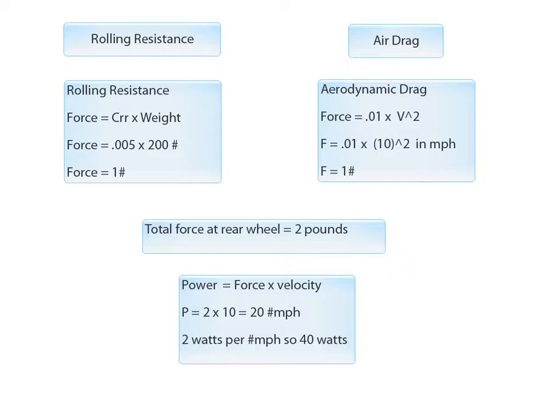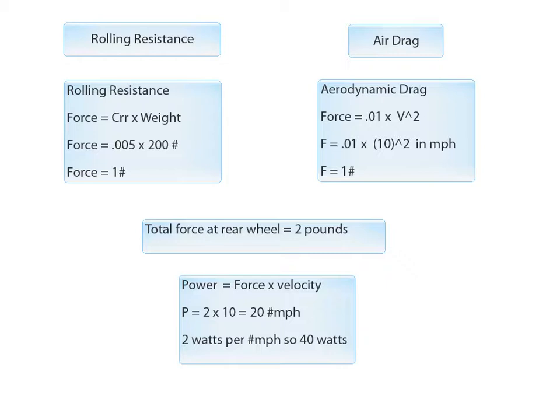Now you want to look at power. Force times distance is work. Work per unit time is power. Distance over time is velocity, so force times velocity is also power. Now, we had 2 pounds of force. We're going 10 miles per hour. The power is 20 pound-miles per hour.